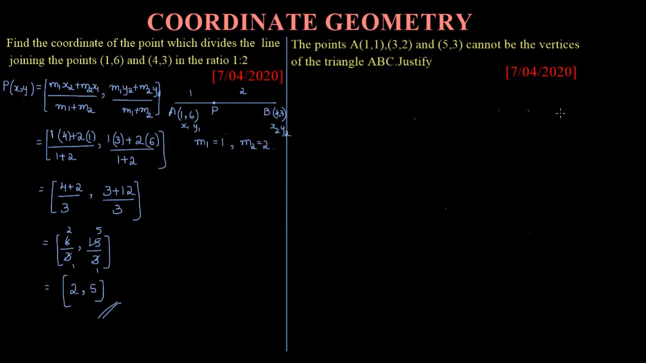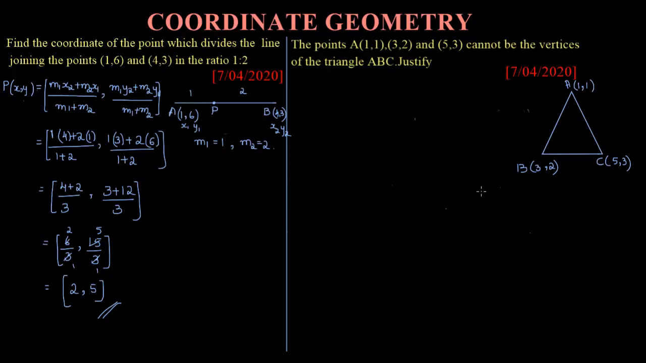So let me draw a triangle. Let us name these points A, B, C. A has the coordinate 1, 1, B has the coordinate 3, 2, and C has the coordinate 5, 3.